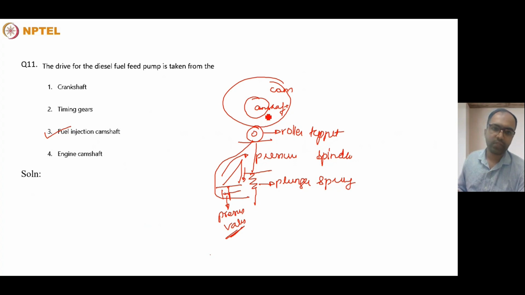It is a fuel injection camshaft. The drive for the fuel feed pump is taken from the camshaft. So the rotation of the camshaft will be rotating the cam, and thereby the roller tappet, the pressure spindle and the plunger spring will be operated to allow the fuel to go into the common rail for the injection system.